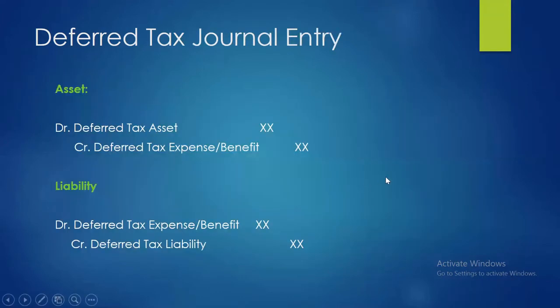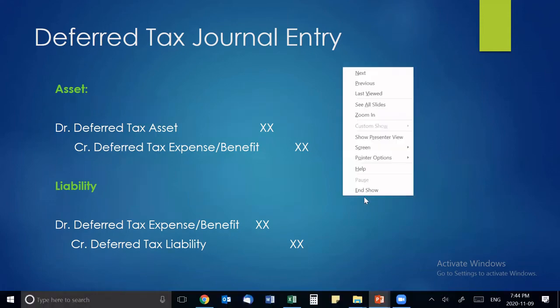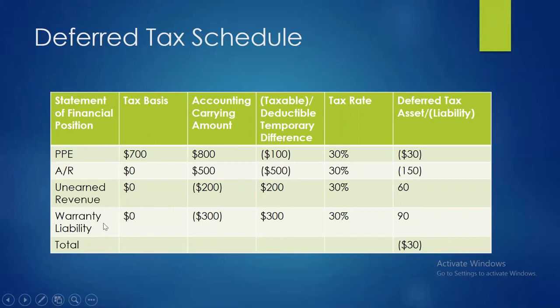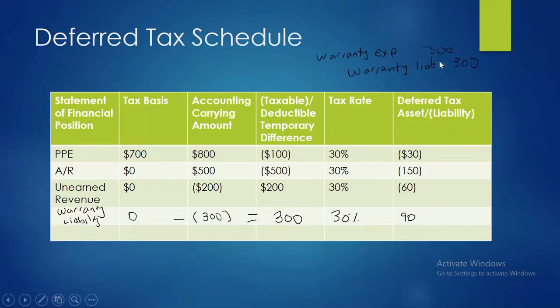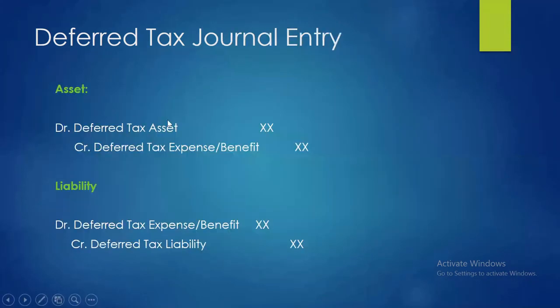Okay, so let me show you the journal entries here. If there's a positive number on our schedule, that would mean it's an asset, and we would debit deferred tax asset and credit deferred tax expense. Well, let me just explain to you why this warranty liability is a positive amount, why this would be an asset. Let me just go back one more so we can see the journal entry. So here we're recording an expense of $300 for accounting purposes, but we're not deducting anything for tax purposes. So we know that in the future, this deduction will be available. All right, so if it's an asset, debit deferred tax asset, credit deferred tax benefit. If it's a liability, debit deferred tax expense, credit deferred tax liability.